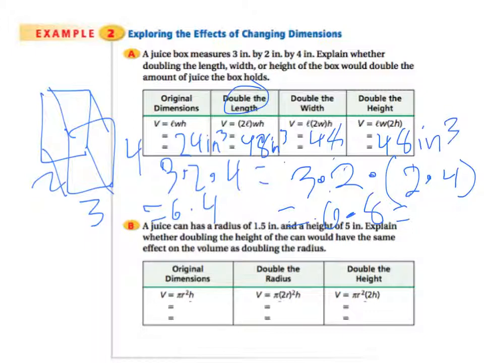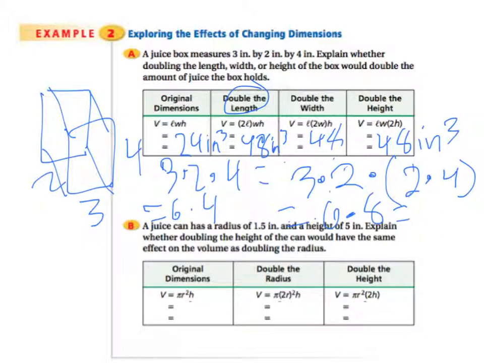So what do we notice? With a rectangular prism, if we double the length, the width, or the height, the volume is essentially doubled. You guys see that? 24 times 2 gets us 48. So if you double the length, the width, or the height, it doubles the volume. Now let's look at the next one.